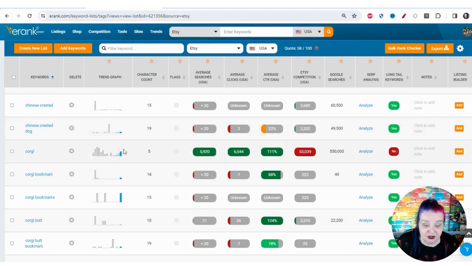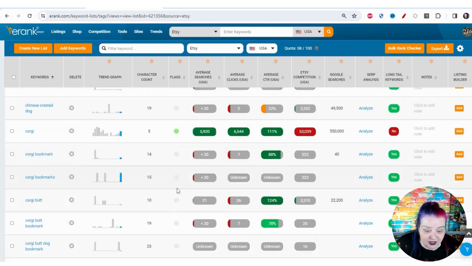If I search for corgi, now corgi's been pretty good for me, and I'm going to light green it, because it's not the highest search volume, but it's all right, and it's not a massive competition. But I can look and go, okay, corgi compared to Chinese crested, if the search volume was a little higher, look, there's hardly anyone making Chinese crested things on Etsy. It's a really cute dog, by the way.